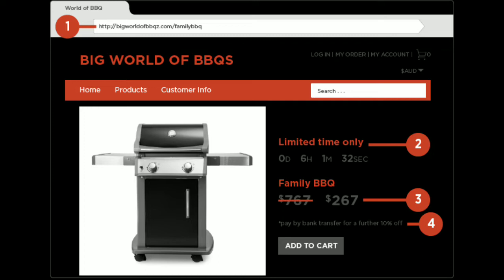Second, there is a sense of urgency. They place the words "limited time only" and a timer to make people rush their choices and not think about it properly. Third, the deal is too good to be true. The price went down by a whopping $500 and they couldn't even be bothered to state how much the discount is. And lastly, the payment method is not secure. They are asking you to pay by bank transfer for another 10% off.